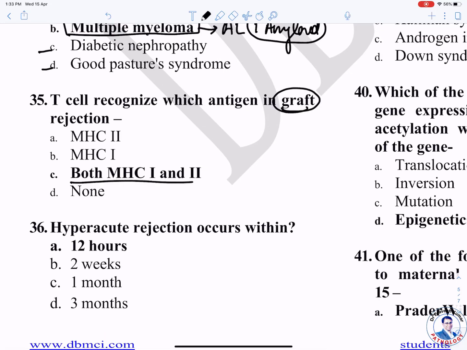Graft rejection, I told you both MHC1 and MHC2 are involved. 36 is again a simple question, hyperacute within 12 hours. None of you have made a mistake here.